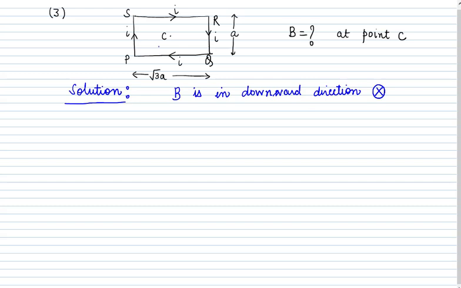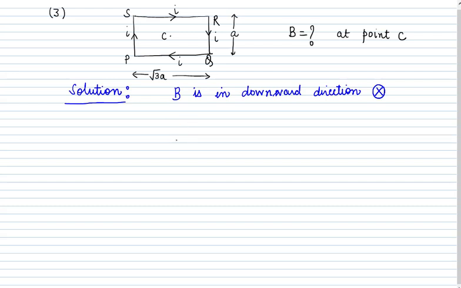And also the magnetic field at point C due to PQ and SR is the same, because these are the two same sides. PQ is similar to SR, so the magnetic field will be the same. Similarly due to QR and PS, the magnetic field would be the same. So we can calculate it for this side and double it. Similarly, we can calculate it for this side and double it.